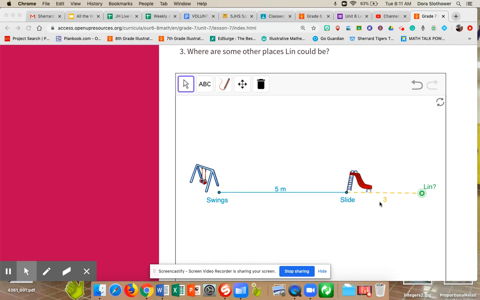Draw a diagram of the situation, including where Lynn could be, which is what we did. Draw it on your paper. And then go to question 3. You got to flip it over. Is there anywhere else Lynn could be?